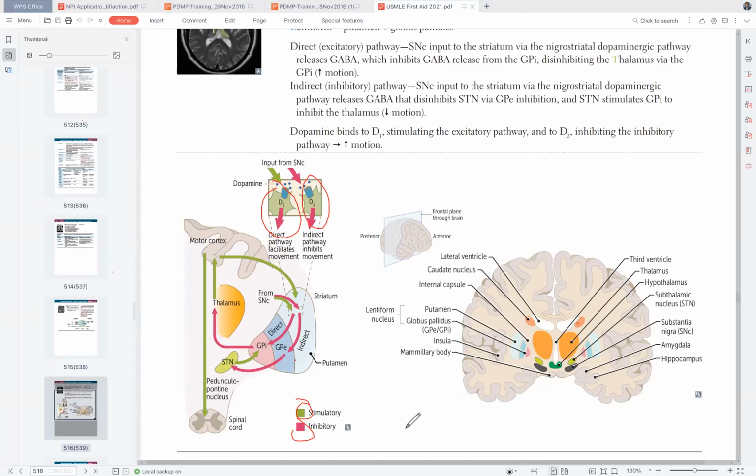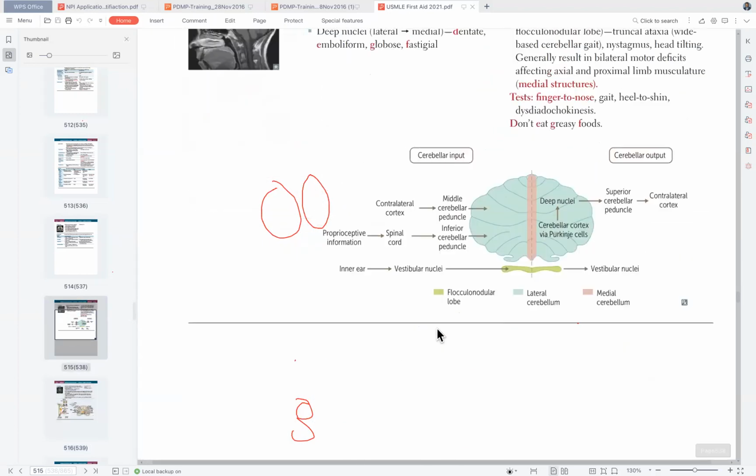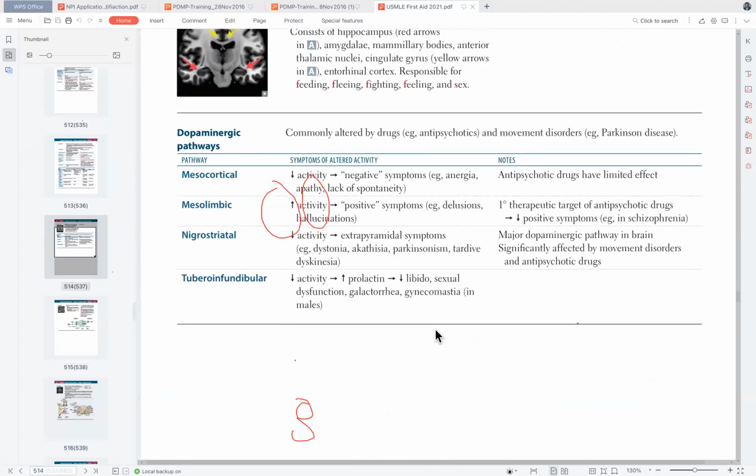So let's go up again so that we look at what was the important stuff here. Okay. So what you want to know here is that if somebody is schizophrenic, right?